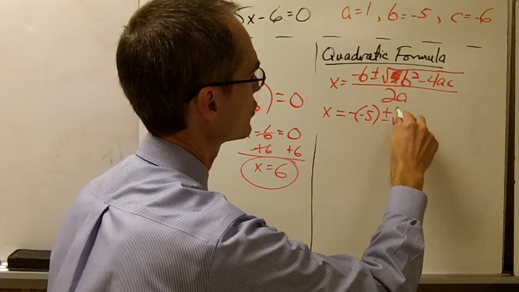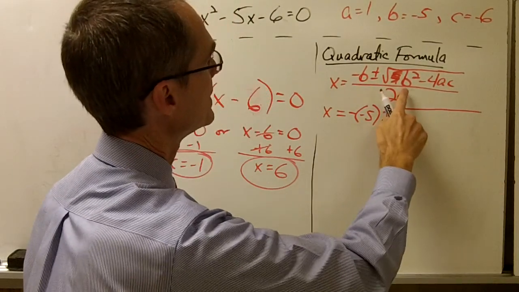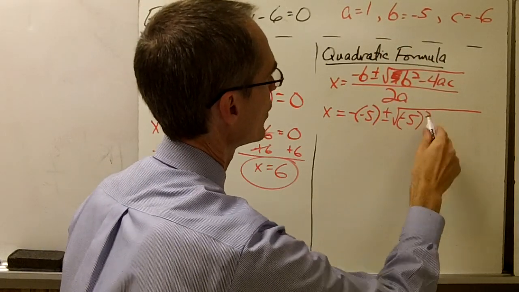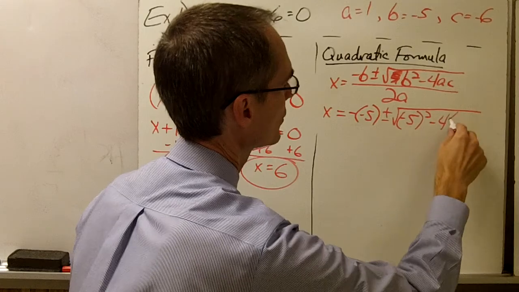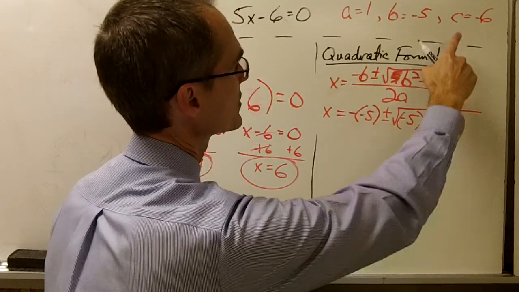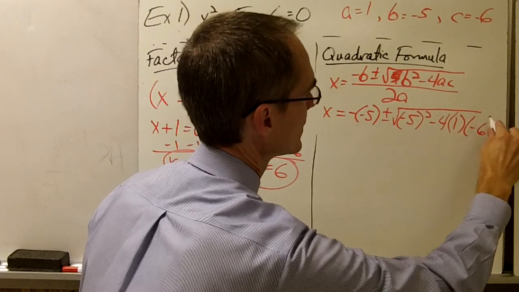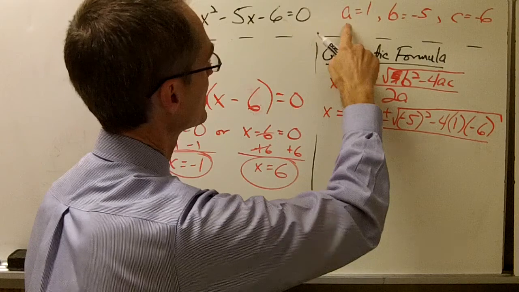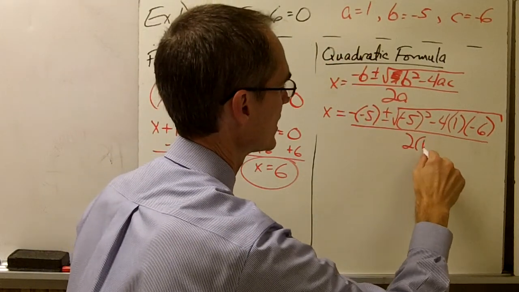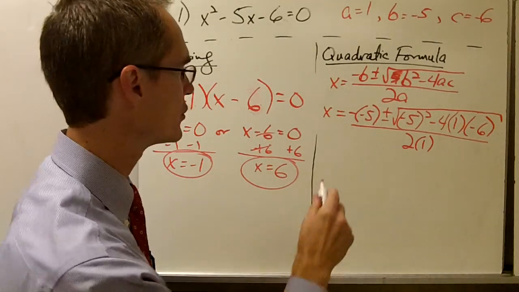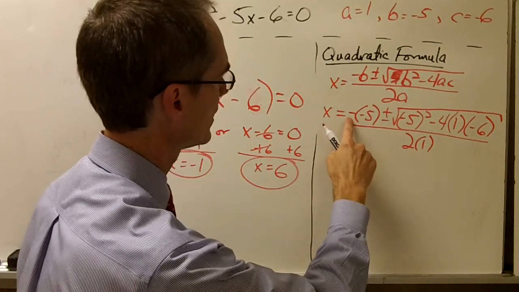or minus the square root of, let's see, b squared, that's negative 5 squared, minus 4 times a is 1, times c is negative 6, divided by 2 times a, and a is 1, so 2 times 1. All right, now I've got all my numbers plugged in. I just need to simplify this expression.